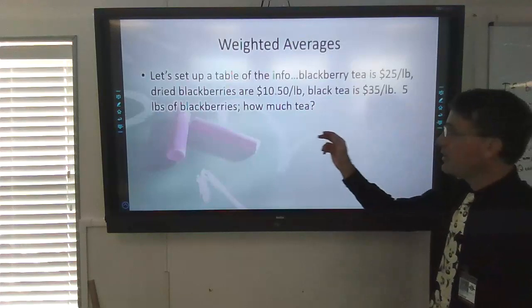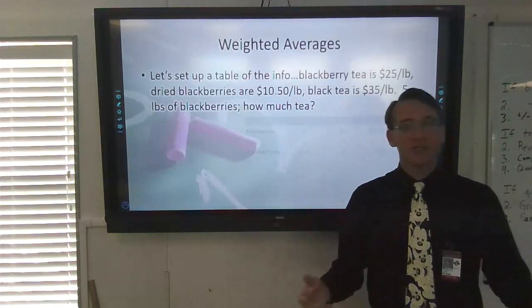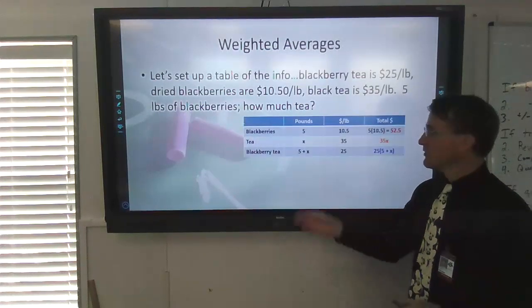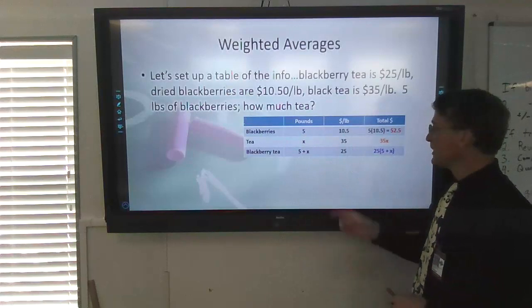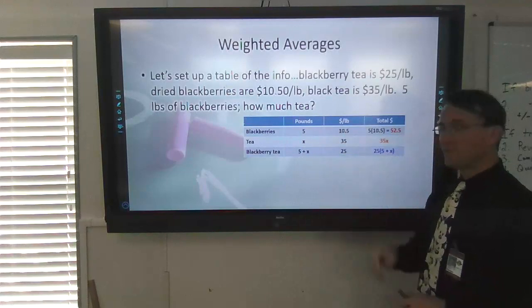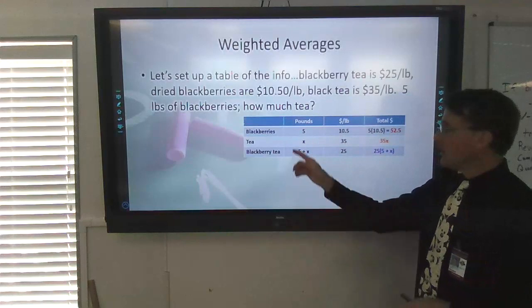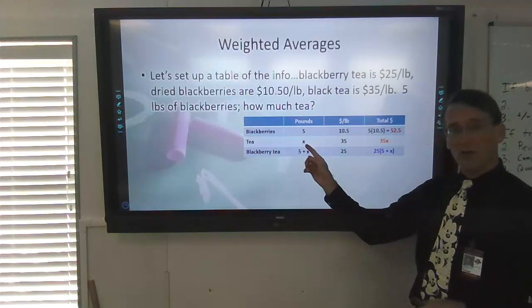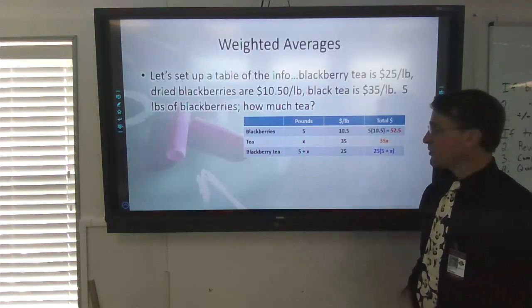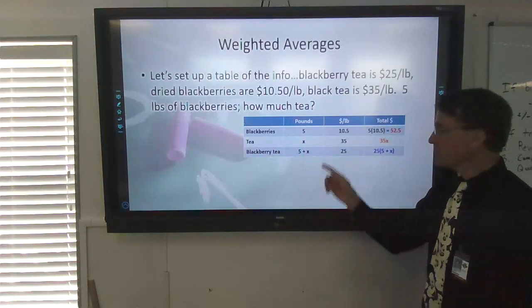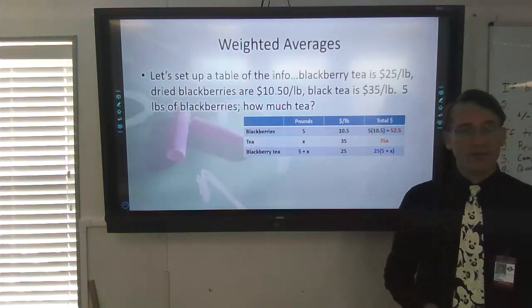I'm using 5 pounds of blackberries, and how much tea am I making? So I've got 5 pounds of blackberries at $10.50 a pound. If I multiply those two together, I get $52.50. I have my tea, an unknown amount of pounds for my tea, but I do know it costs $35 a pound. So if I multiply those two together, I get 35x.